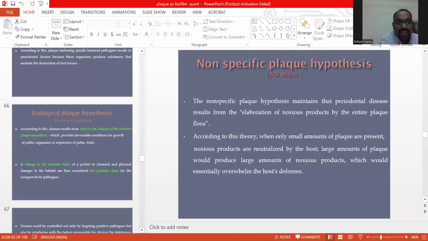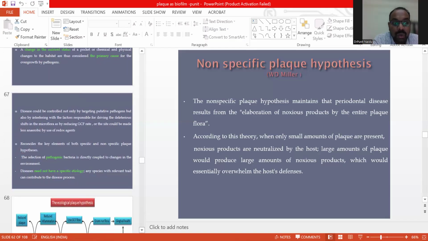So the health-associated dental microbiota is considered to be relatively stable over time and in a state of dynamic equilibrium, or microbial homeostasis. The host controls subgingival biofilms to some extent by a tempered immune response and a low level of GCF flow. A change in the nutrient status of a pocket, or chemical and physical changes to the habitat, are considered the primary cause for the overgrowth by the pathogens.